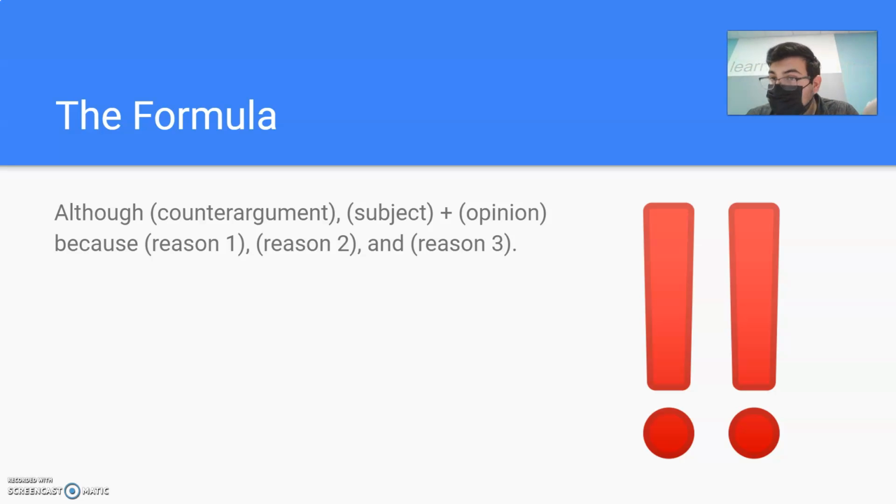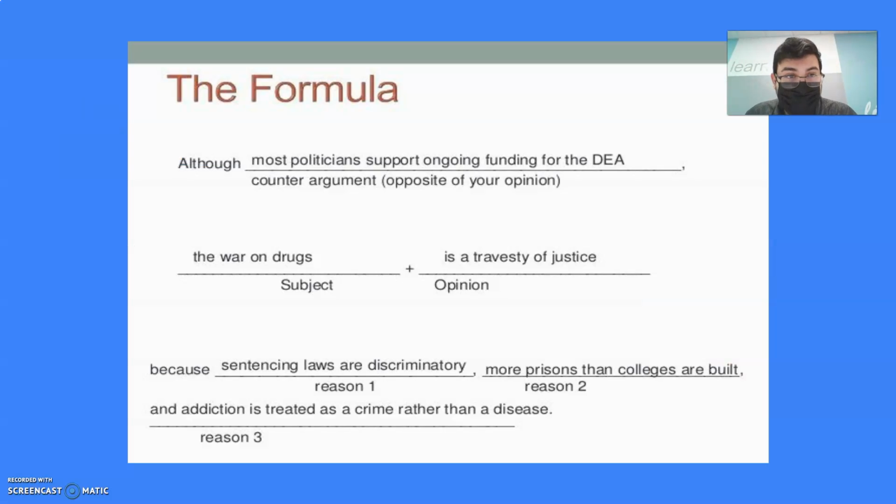I know if we were in a classroom, I'd have you say it back to me. So: although counter argument, comma, subject and opinion, because reason one, comma, reason two, comma, and reason three. All you're doing is plugging in your information and you'll have a strong thesis. This is a strong thesis that will get you going for any of your essays that you write.